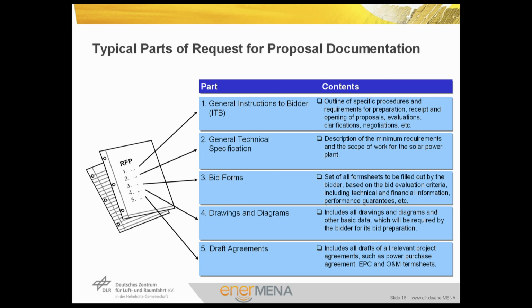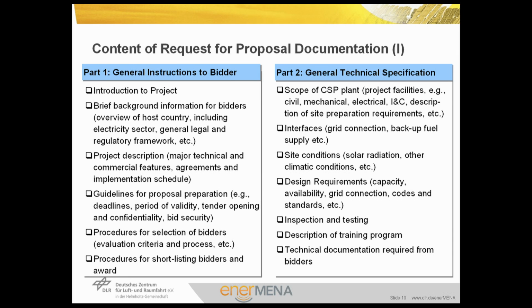Drawings and diagrams required for bid preparation will be also included in the document set. This could include the baseline report of the environmental impact assessment, the EIA, that is carried out before. Finally, the drafts of EPC, PPA, and O&M agreements are also included to enable the bidder understanding the given project factors. So the content of request for proposal documentation could be seen here on this slide.